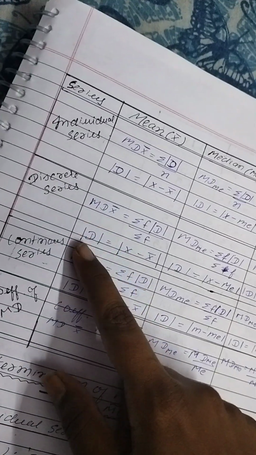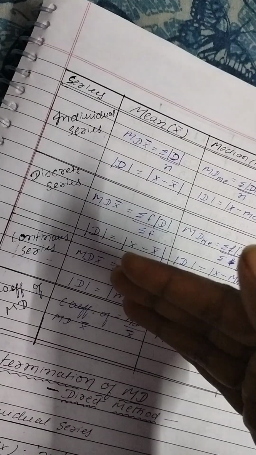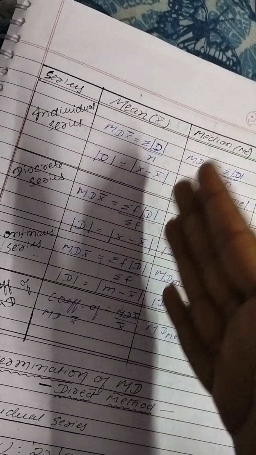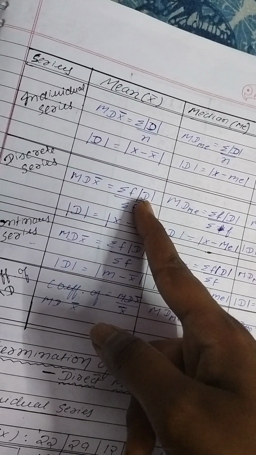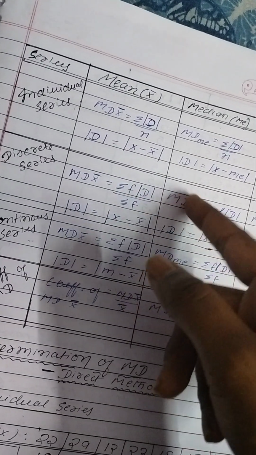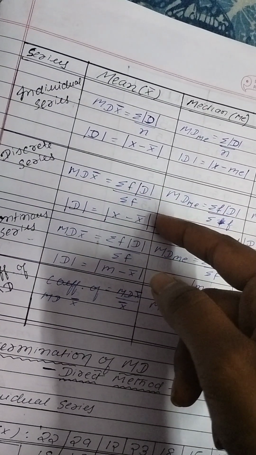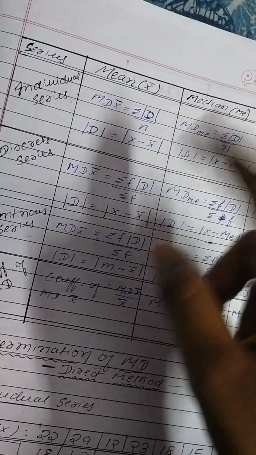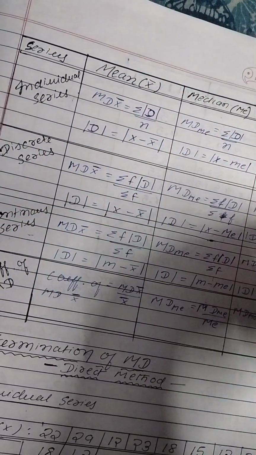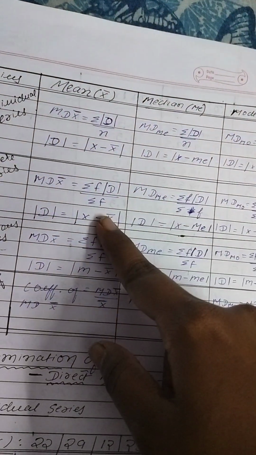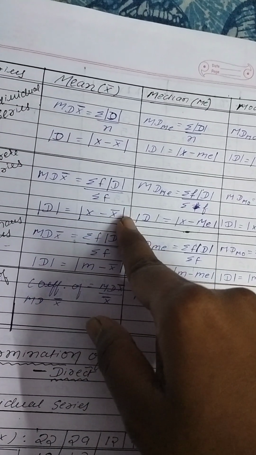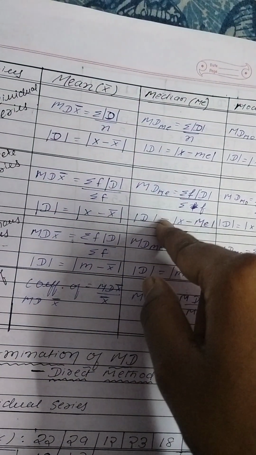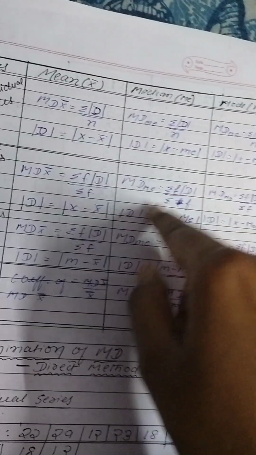Here in the discrete series, the additional thing which is added is the frequency. So in both formulas, in the denominator and numerator, frequency is multiplied, and n is not the number of observations, it is the summation of frequency. Here the deviation is calculated from the mean. This is a similar thing which is repeated in median and mode.